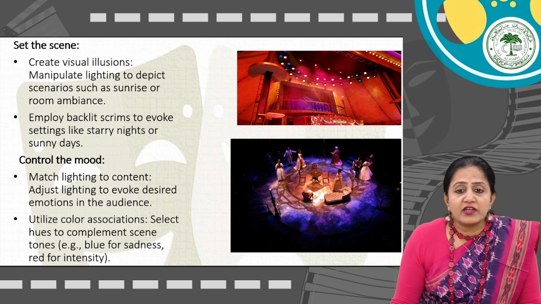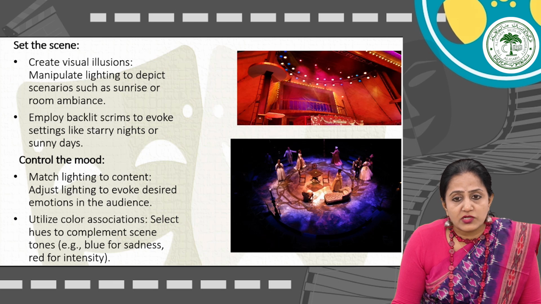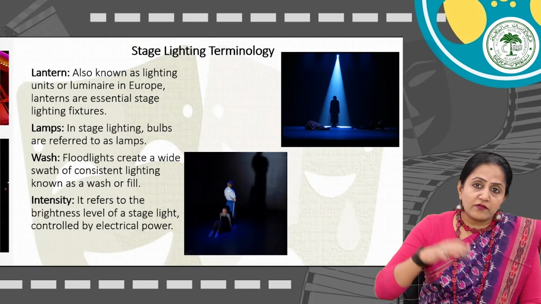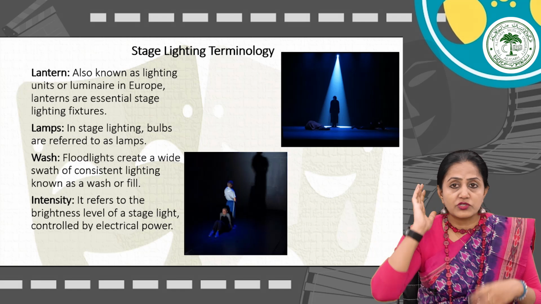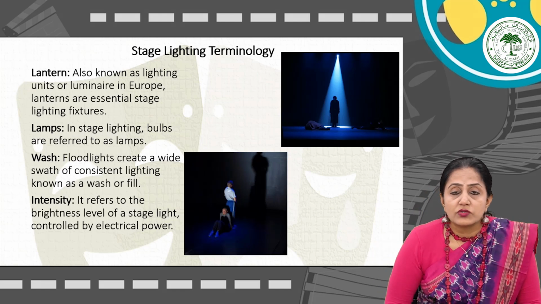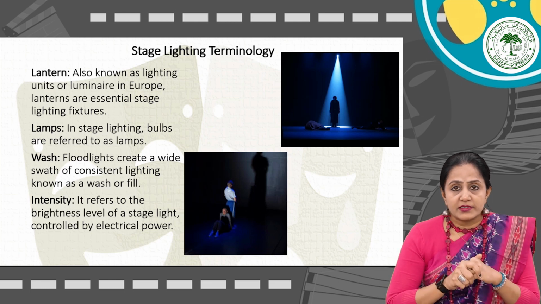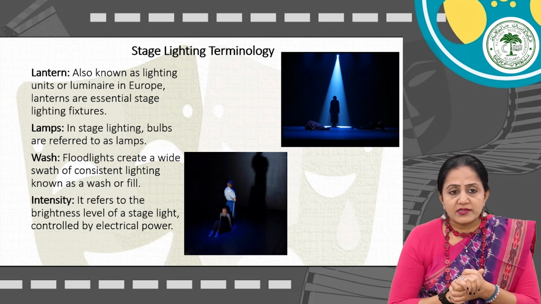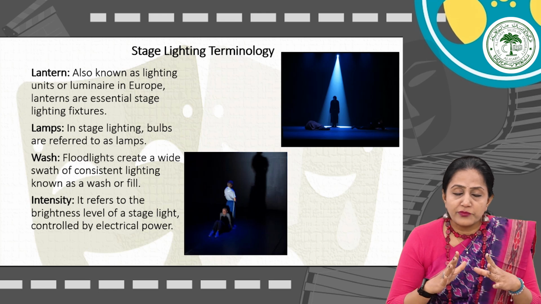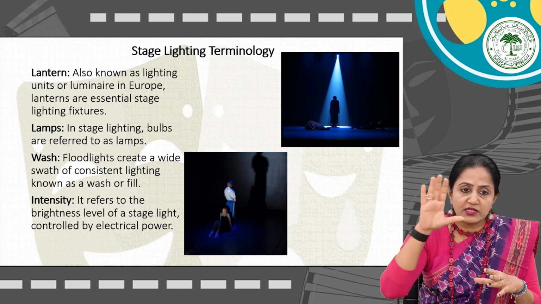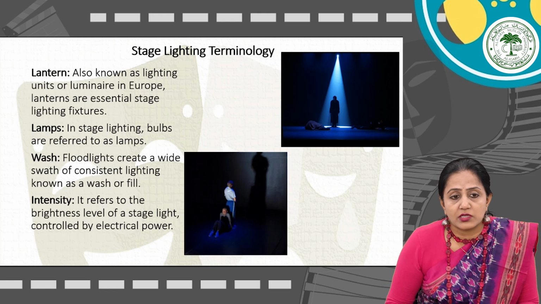Then there are different kinds of terminologies for stage lighting, of the kind of light that you are giving. So lantern means lighting units or luminaire in Europe, and lanterns are essential stage lighting fixtures. So lanterns are a simple thing to understand. These are lighting units or luminaire, and these are essential lighting fixtures on the stage.